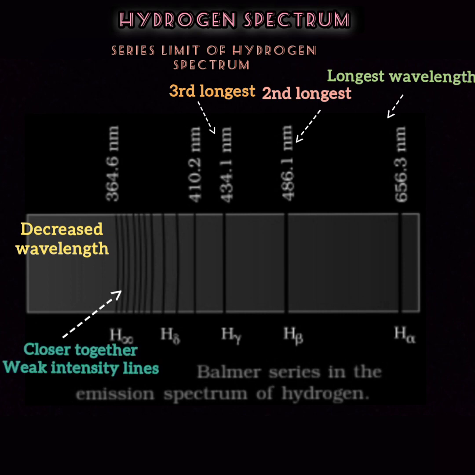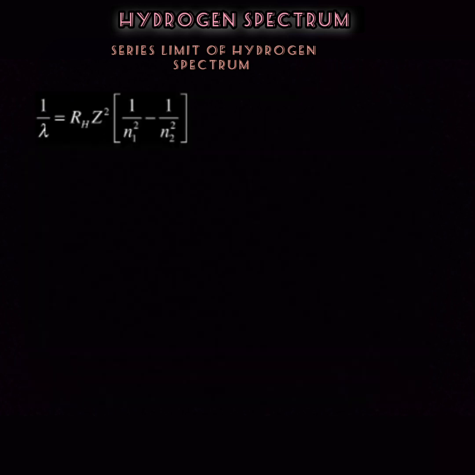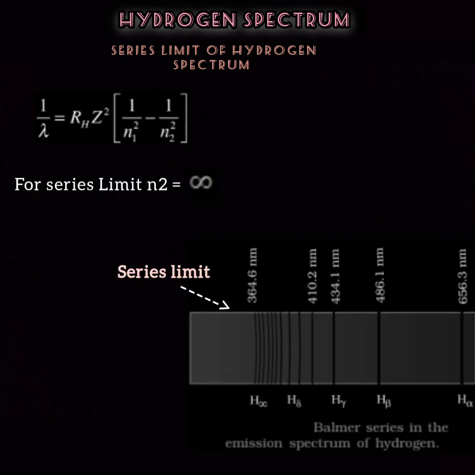He found a simple formula for the observed wavelength, that is Rydberg equation. 1 by lambda equal to R Z square into 1 by n1 square minus 1 by n2 square. Here, for series limit n2 equal to infinity, you can get the limit of the series at the wavelength of 364.6 nanometer. Also, you can't see any lines beyond this, only a faint continuous spectrum.